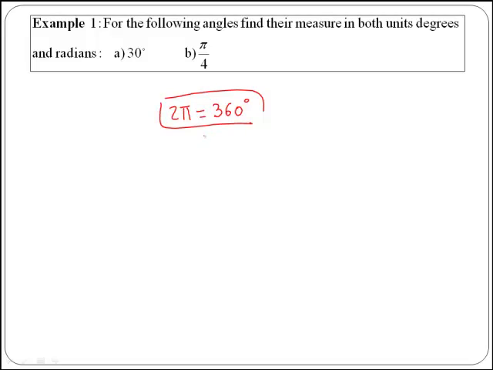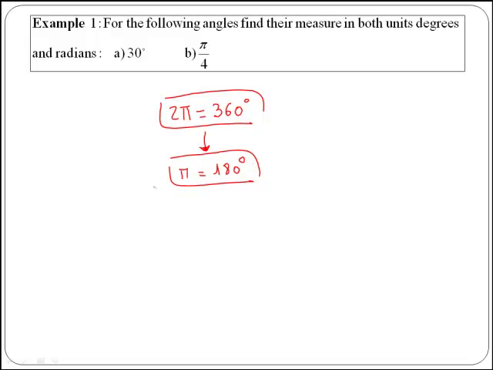We didn't do that before, but probably you realize now that we can actually simplify both sides by 2. So 2 pi equals 360 is exactly the same as pi is equal to 180 degrees. This is the most common equivalence used to change from radians to degrees.